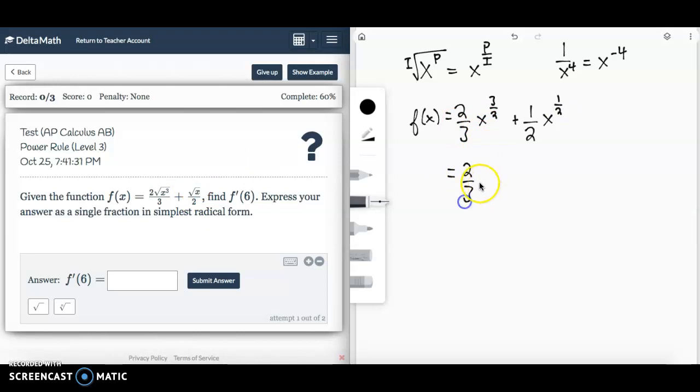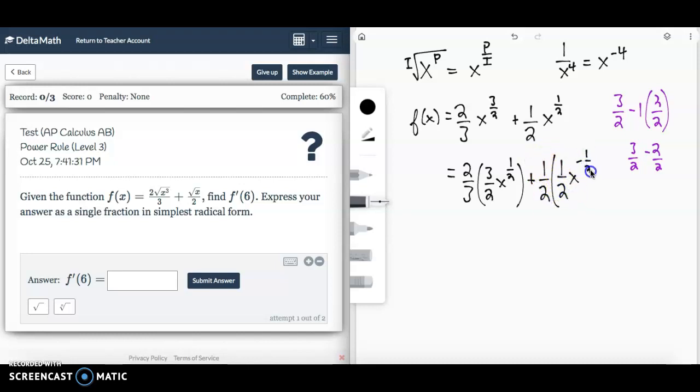So 2/3, bring down that 3/2 and subtract 1. 3/2 minus 1, get some common denominators. I should be doing this in a different color. So 3/2 minus 2/2 gives me 1/2. Plus 1/2, bring down the 1/2, subtract 1, I get negative 1/2. Okay, so then this is f prime of x. I'm finding the derivative here.